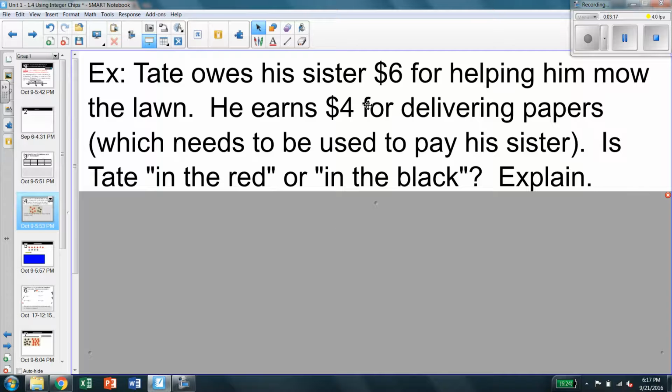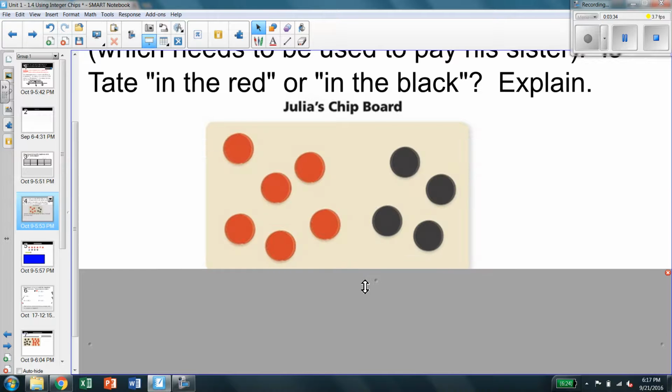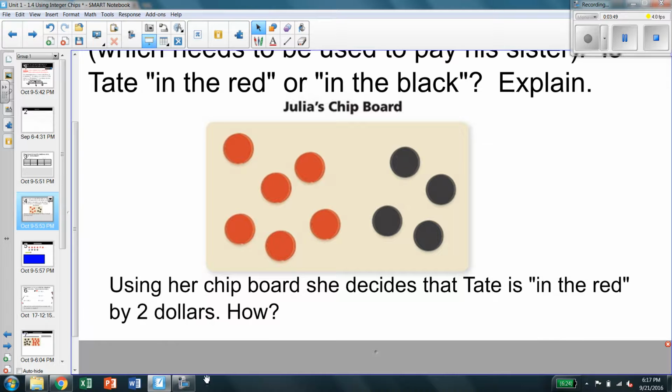Okay, Tate owes his sister $6 for helping him mow the lawn. He earns $4 for delivering paper, which needs to be used to pay back his sister. Is Tate in the red or is Tate in the black? Explain. Well, we have a little diagram we can look at. Julia represented this situation with a chipboard. 6 red integer chips, 4 black integer chips. This is the money Tate owes, the money Tate made. Using her chipboard, she decides that Tate is in the red by $2.